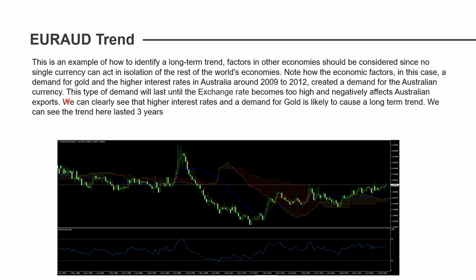So why, first things first, why is gold affecting the Australian dollar? It's very simple. Australia is one of the biggest suppliers of gold. They hold large amounts of gold in their gold reserves and also in their soil. So that is why gold is affecting it. Now, if the price of gold is going up and the demand of gold is going up, there's going to be a demand for the Australian currency.